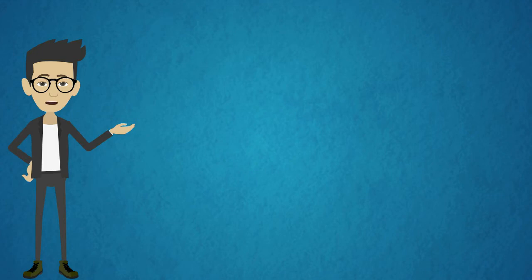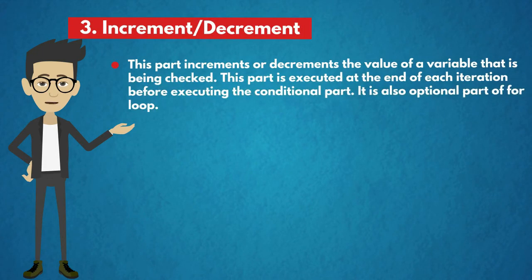The third component is increment or decrement. This part increments or decrements the value of the variable that is being checked. This part is executed at the end of each iteration before executing the conditional part. It is also an optional part of the for loop.